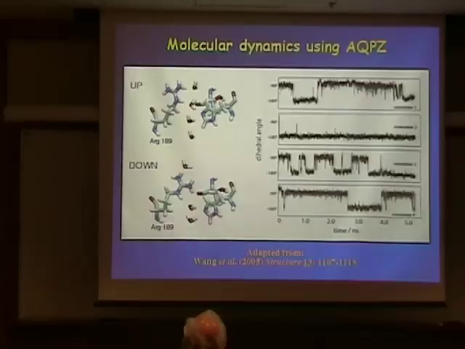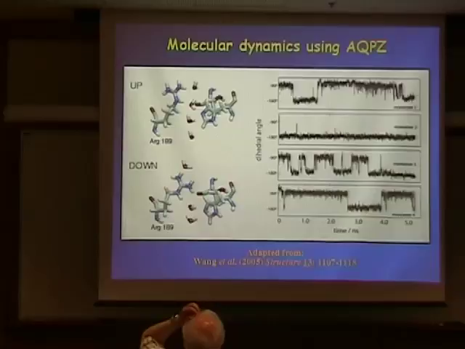And so what Klaus Schulten's group did was to run some molecular dynamics simulations, and what they found is that these two conformations can really switch back and forth, and they can do this very quickly. So it's like an ion channel which has probabilities of being open and closed. So it was very close to what we actually predicted.